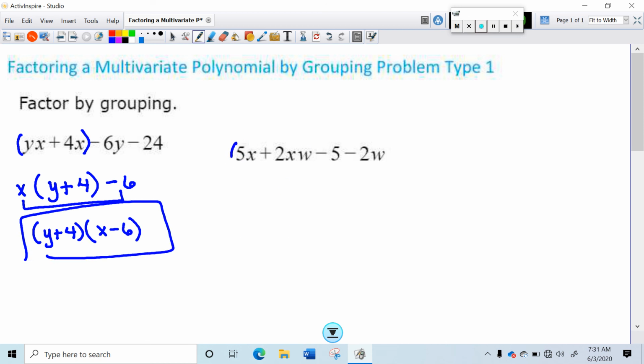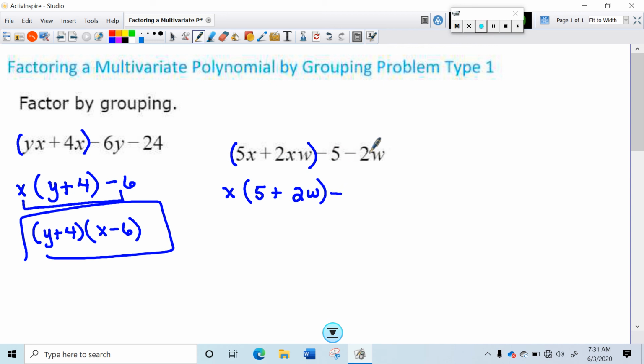So again, put parentheses around the first 2 and see what they have in common. We have an x in common. I have a 5 and an x. I took an x out, so that's a 5 left over. A plus sign. A 2, an x, and a w. I took the x out, so that's a 2w left over. Sign after the parentheses comes down.